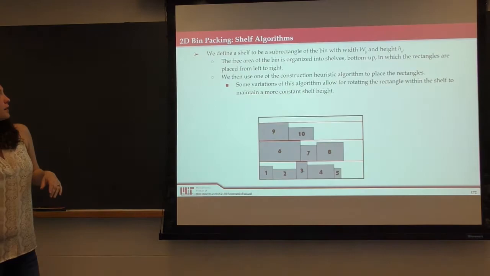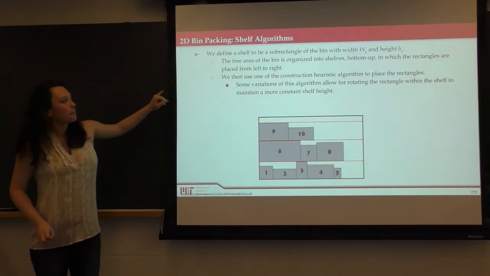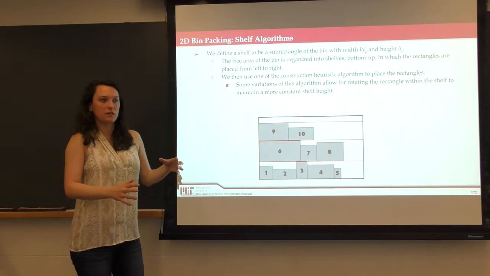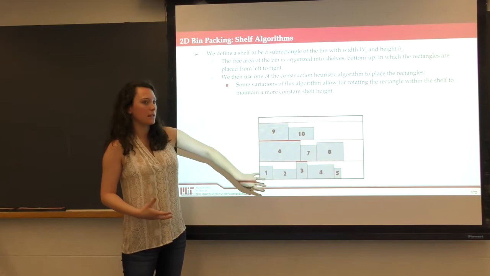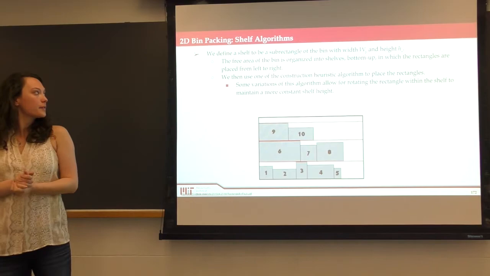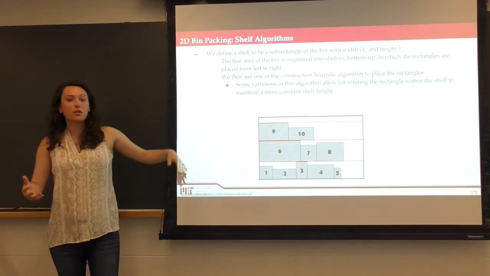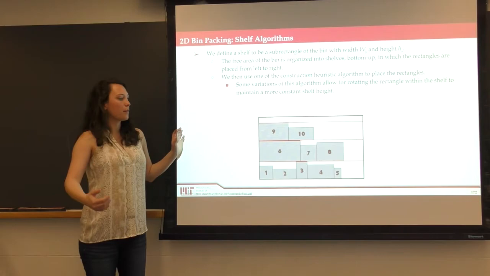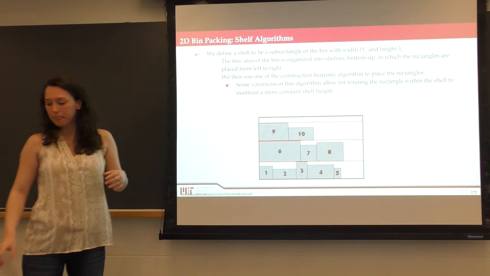So just in general, with the shelf algorithms, the free bin is organized into shelves, and in convention with all of these 2D packing algorithms, the convention to place bins is from bottom left to top right. That's just the convention that I've seen with all of these algorithms. And so we use one of the construction heuristics to place the rectangles. You can also organize these bins based on height or width, and you can place them first fit, best fit, next fit, worst fit. So that's kind of how those come into play.